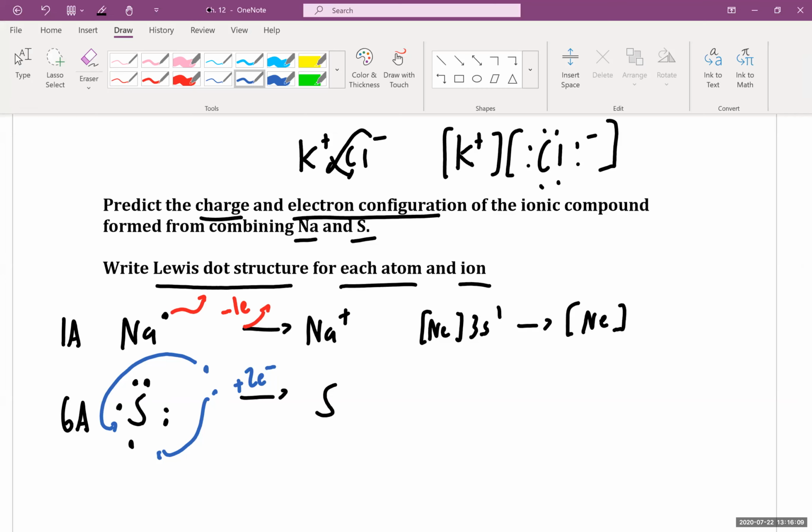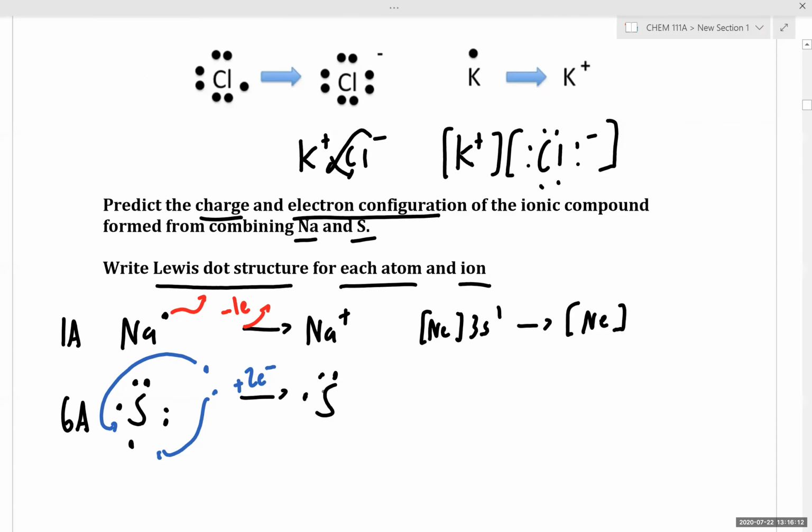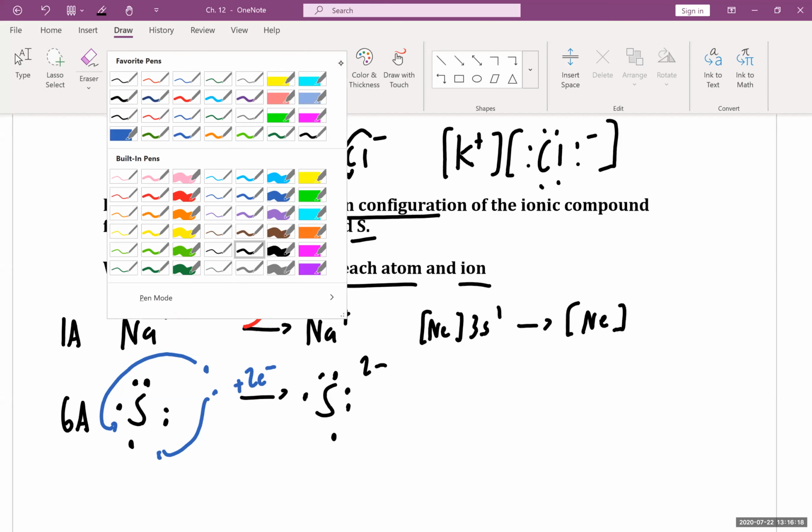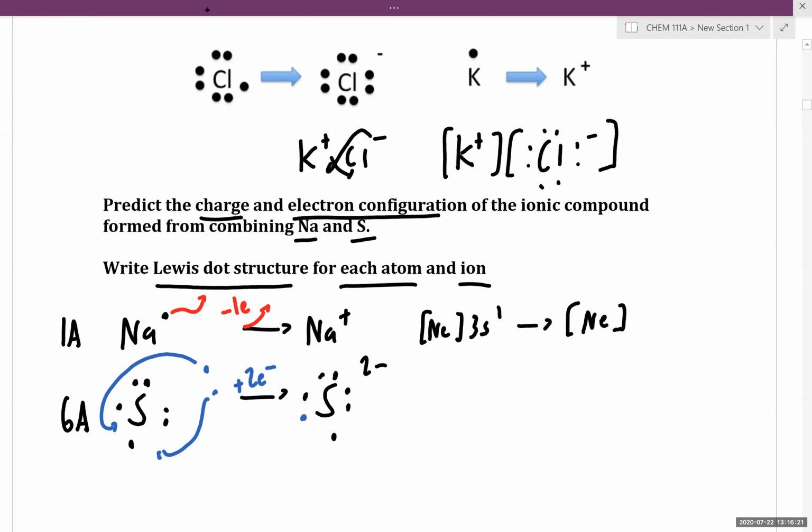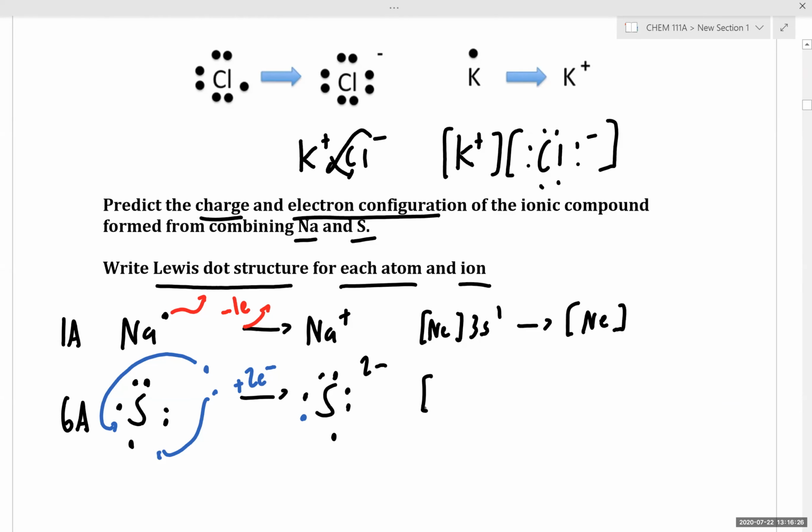So in turn, since we gained 2 electrons, we're going to generate sulfide, which is S2 minus. In effect, from the perspective of electron configurations, we've gone from neon 3s2, 3p4 to the configuration of argon.